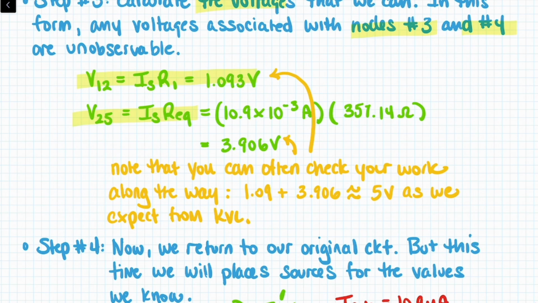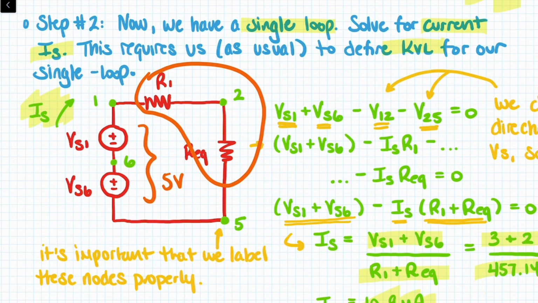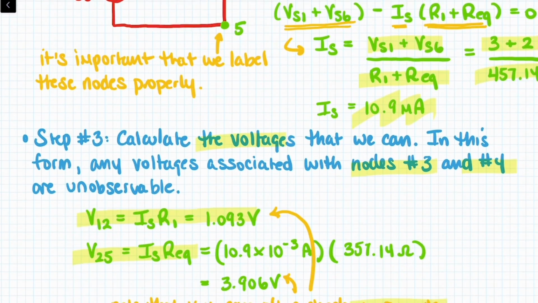Note that we can check our work along the way. So what we see is that 1.09 plus 3.906 gives us 5 volts, as we would expect from KVL. If we take a look at the circuit up here, we know that these together should equal 5 volts. One is 3 and one is 2 volts. And so therefore, in the same vein, we expect the sum of the voltages across those two, V12 plus V25, to also equal 5 volts, and it does.